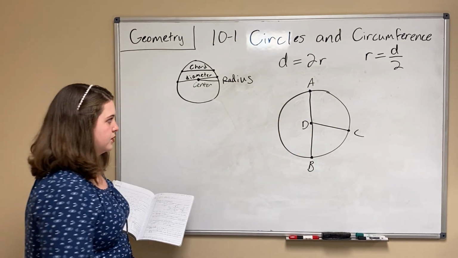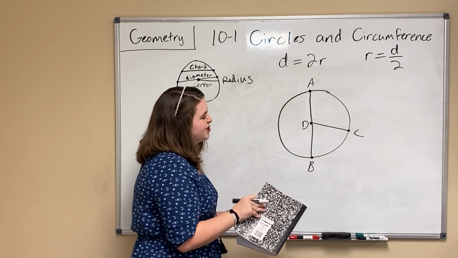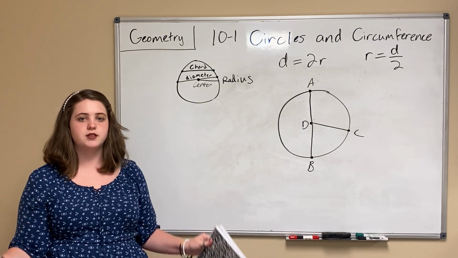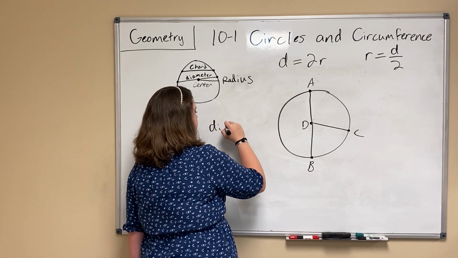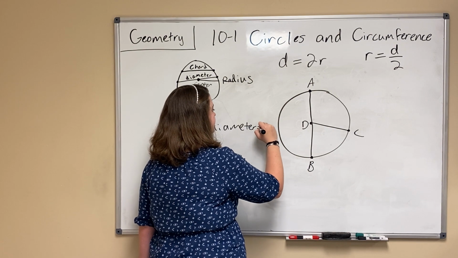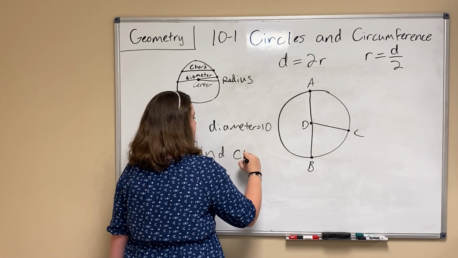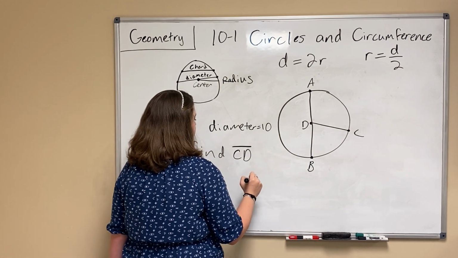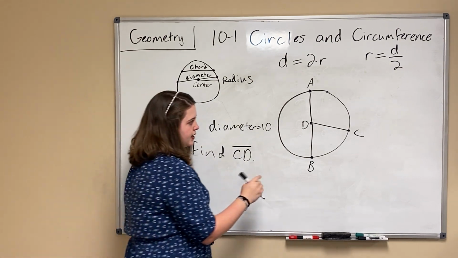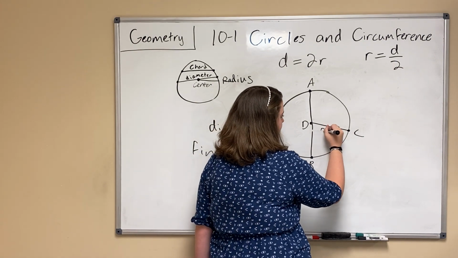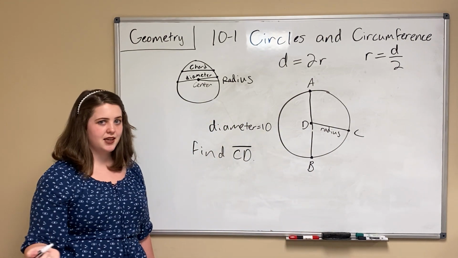Now if I told you that the diameter of this circle is 10, and then I asked you to find CD, what would we do here? Now looking at this, I can tell that CD is a radius and that AB is my diameter.